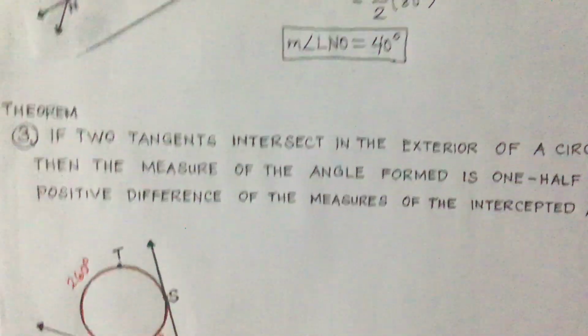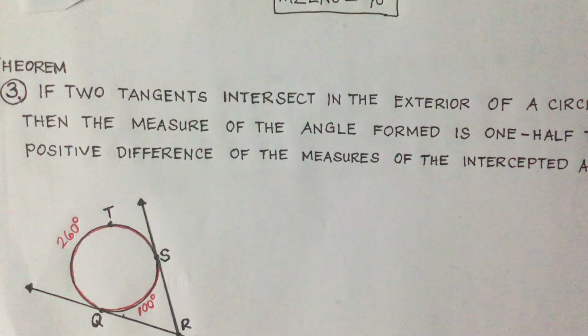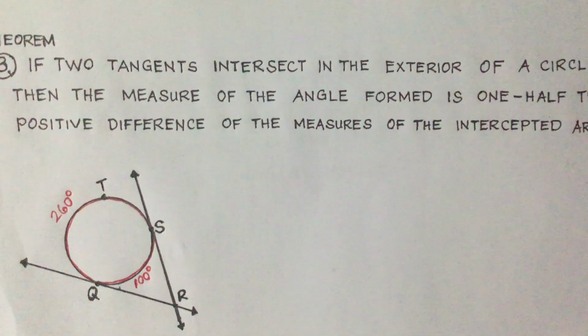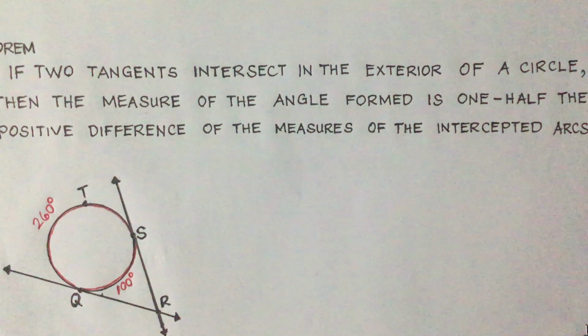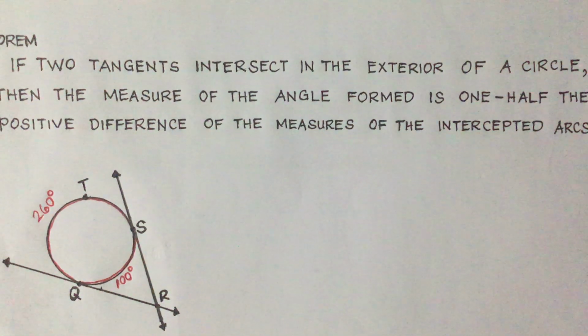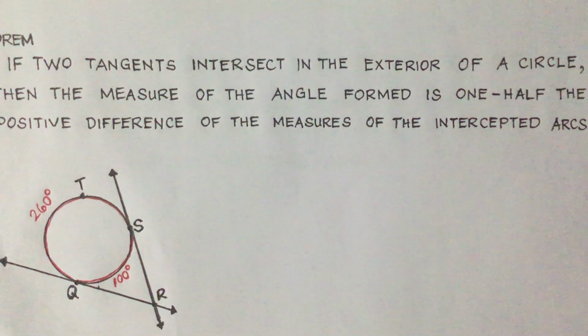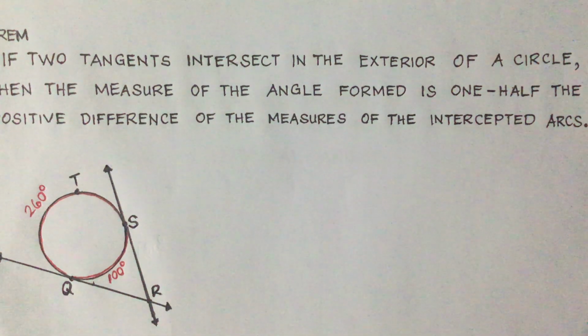So let's have the third theorem. Ang third theorem is also related sa first theorem and second theorem. Ang point of intersection still is naa siya sa gawas. So we have, if two tangents intersect in the exterior of a circle, then the measure of the angle formed is 1/2 the positive difference of the measures of the intercepted arcs.